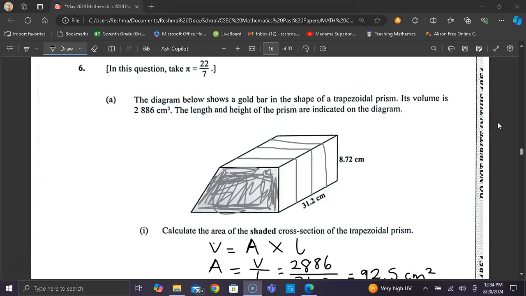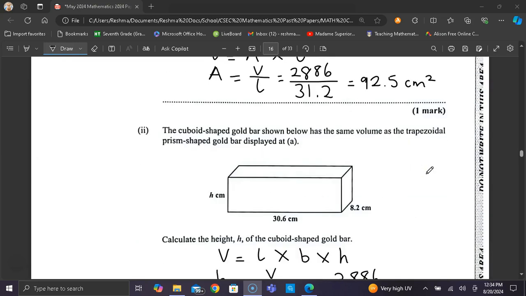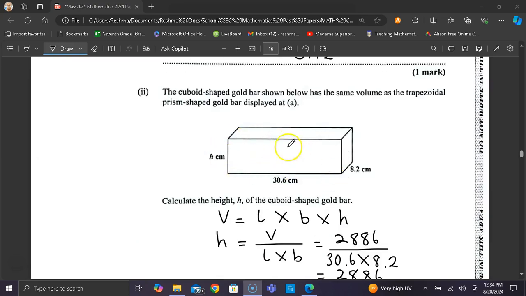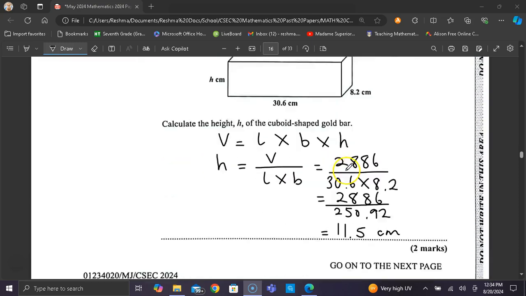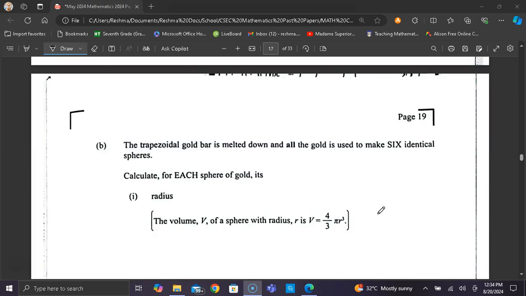So continuing with the series on worked solutions of the May 2024 CSEC Math Paper 2, we are on question 6, the measurement question. In part E, we had to find the area of the shaded cross-section of this trapezoidal prism, and we got 92.5 square cm. Then this cuboid-shaped bar had the same volume as the trapezoidal prism, so we had to find the unknown height h, and we got that to be 11.5 cm. So let's move on to part B.